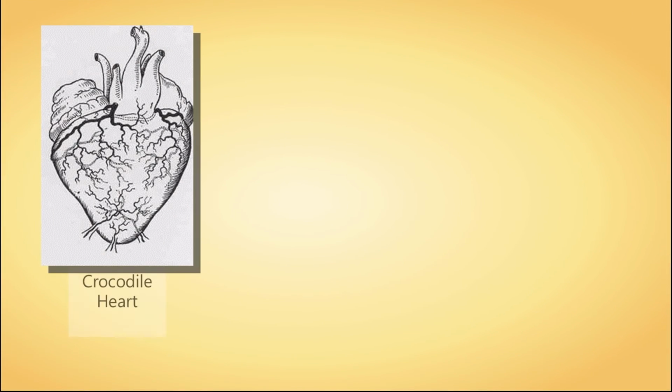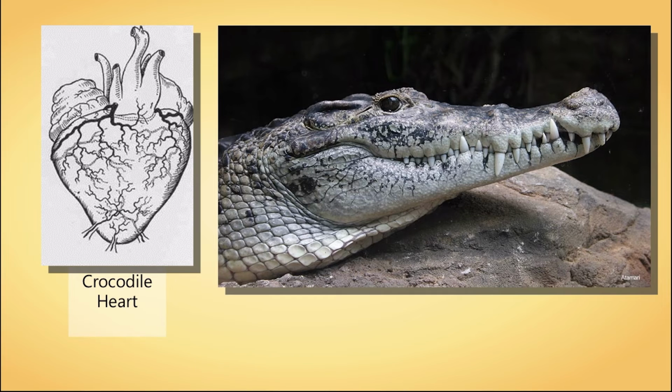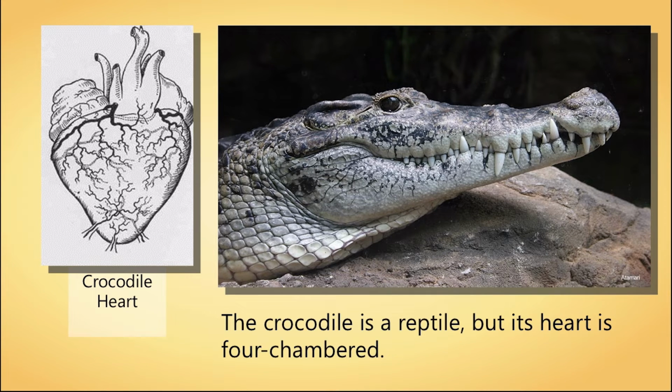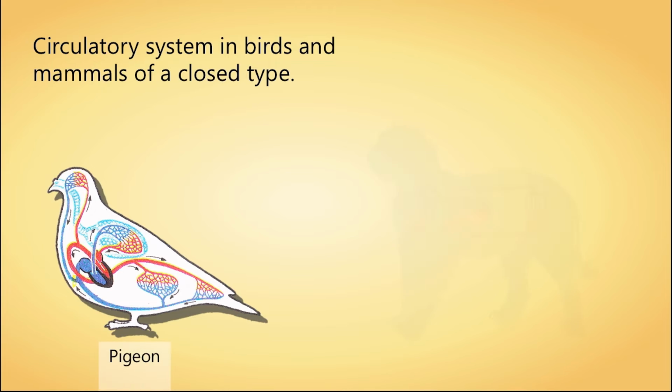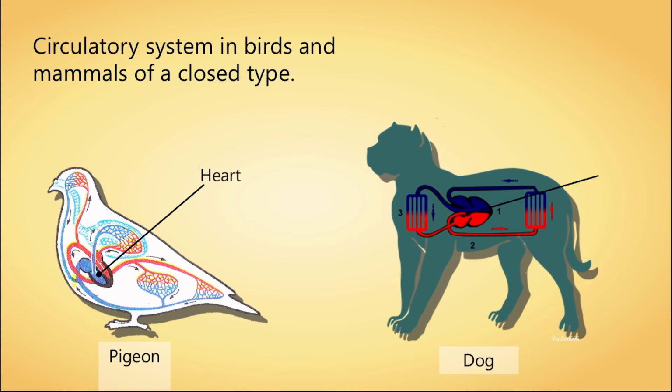In crocodiles, the septum in the ventricle is complete, so arterial and venous blood in the heart are not mixed. Crocodiles are an exception to the rule. The crocodile belongs to the reptiles, but its heart is four-chambered like that of birds.